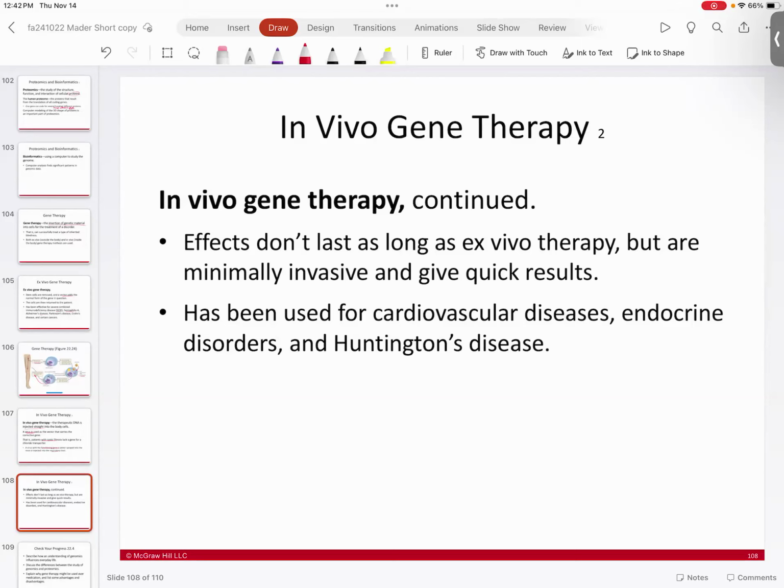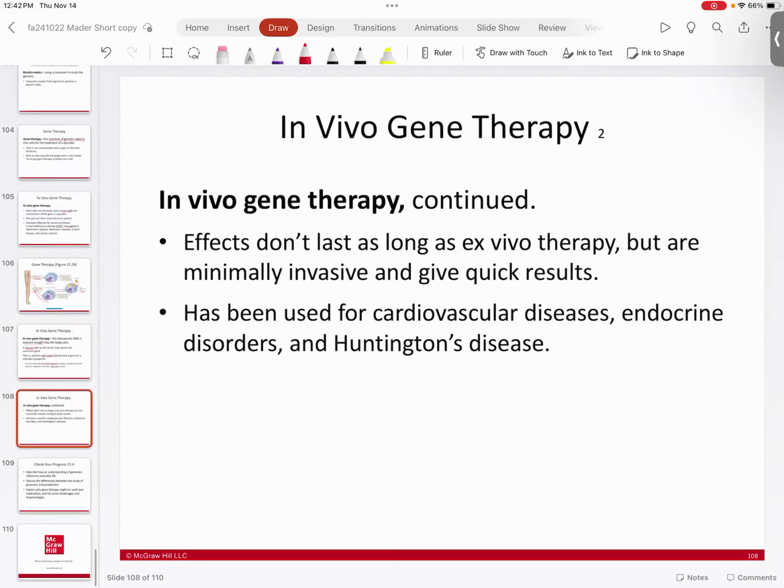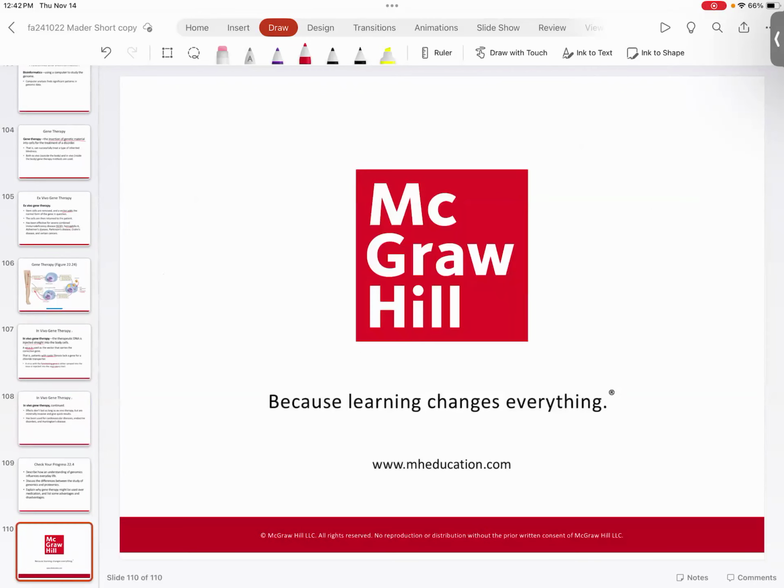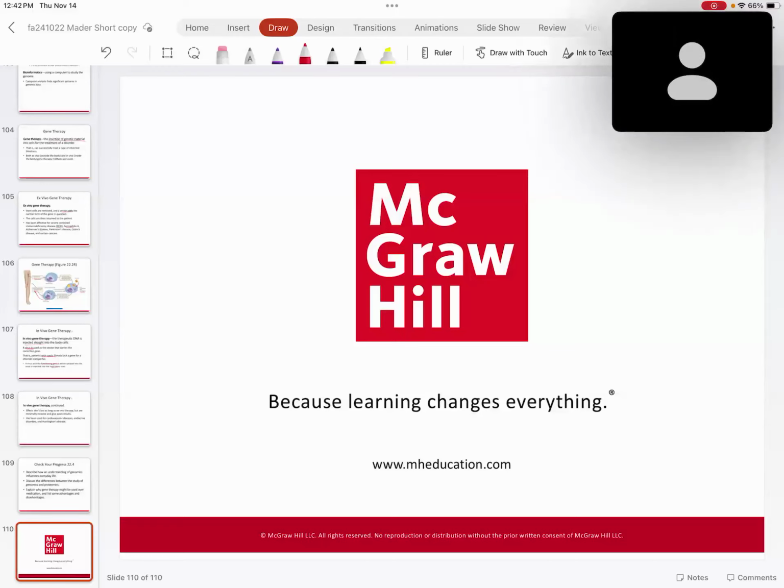It's an easy one to do, can give you quick results, and it could be used for small, temporary sorts of things, cardiovascular disease, endocrine disorders, Huntington's disease, just something to give you a little bit of short-term coverage. But we continually are working on all these different types of therapeutics. So that is the end of chapter 22.